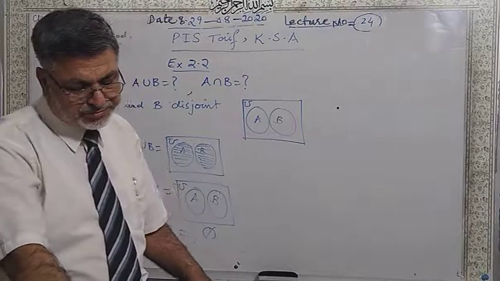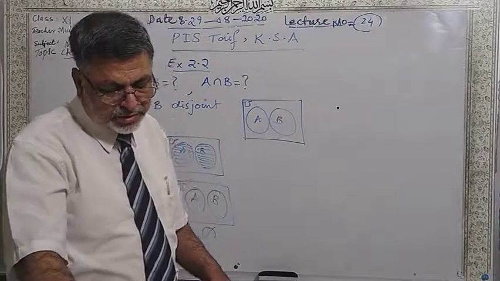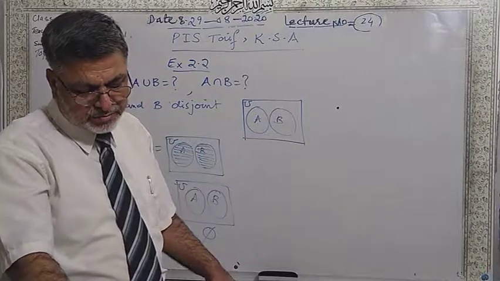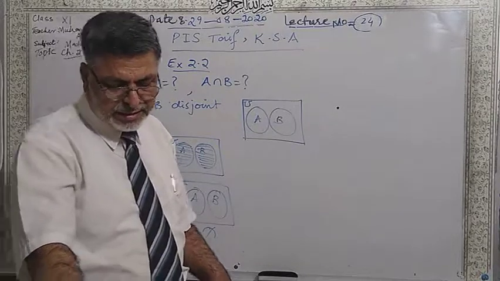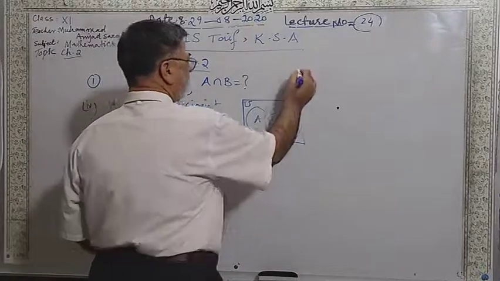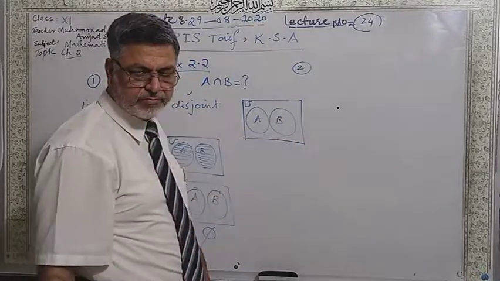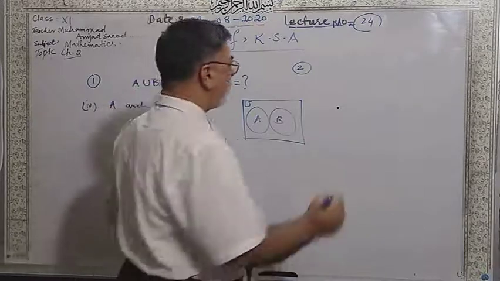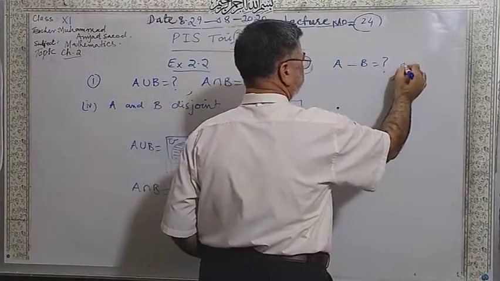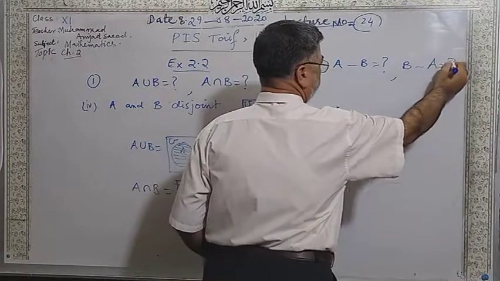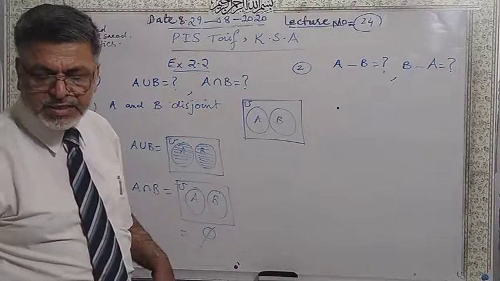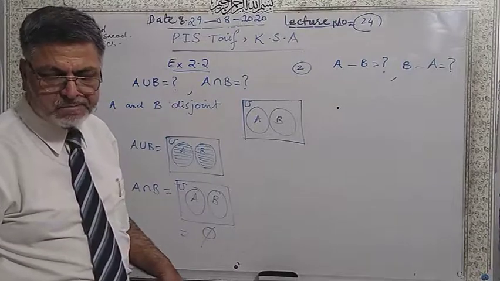Question number 2. Show A minus B and B minus A by Venn diagrams when A and B are overlapping, A is a subset of B, and B is a subset of A. We have to show A difference B and B difference A.